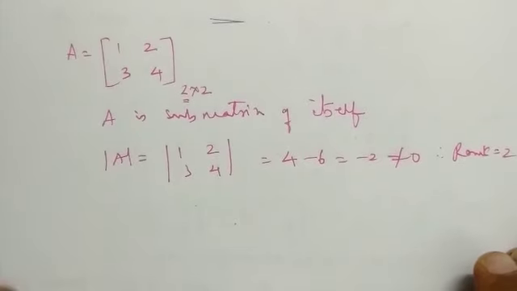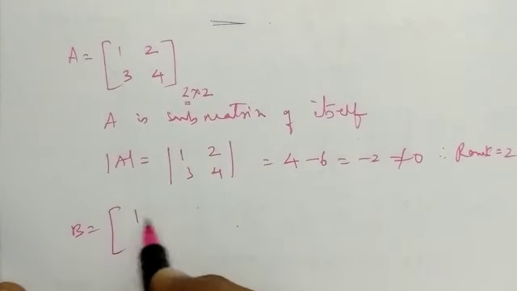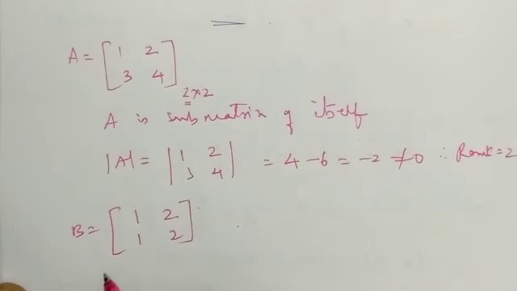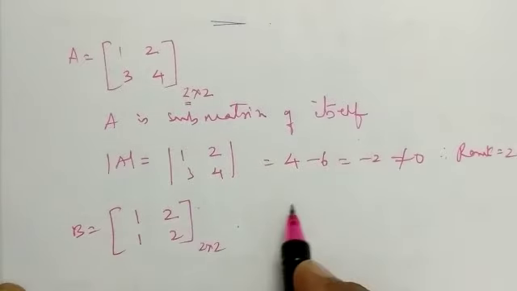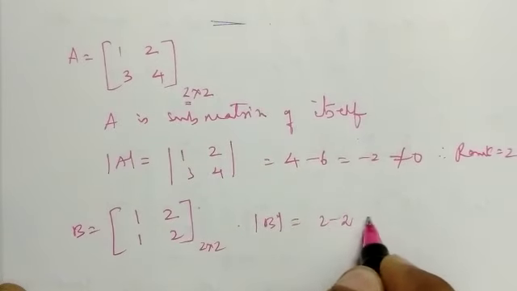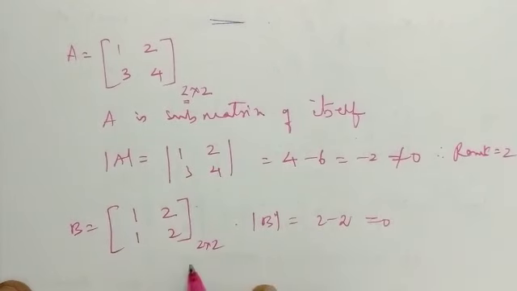Suppose there is a matrix B with rows 1, 2 and 1, 2. We know that B is a submatrix of itself. Find det B. 2 minus 2 equals 0. So rank is not equal to 2.